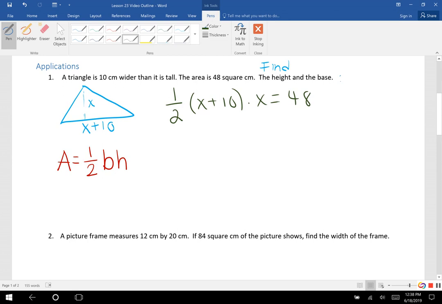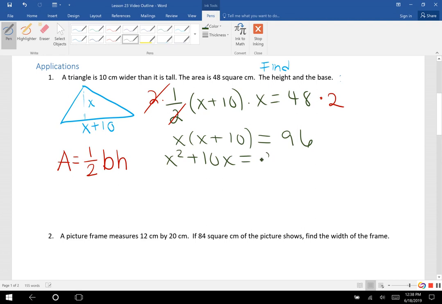To solve this equation, I think the first thing I would do is get rid of the fraction. So I'd multiply both sides by 2. And now I'm left with x times x plus 10 equals, and I just have to figure out what is 2 times 48. That should be 96. So x squared plus 10x equals 96.